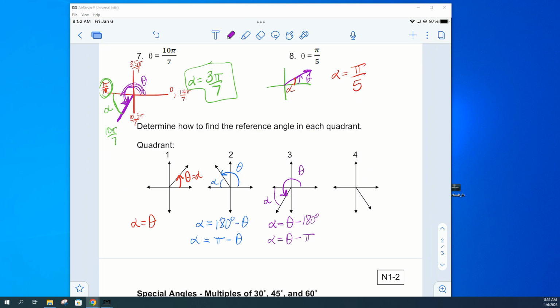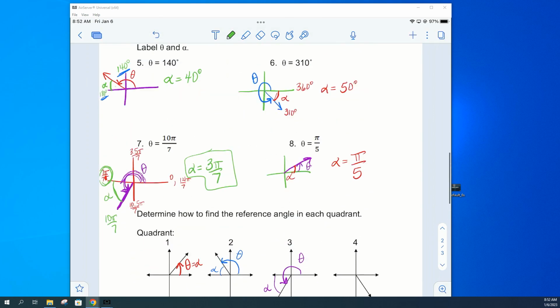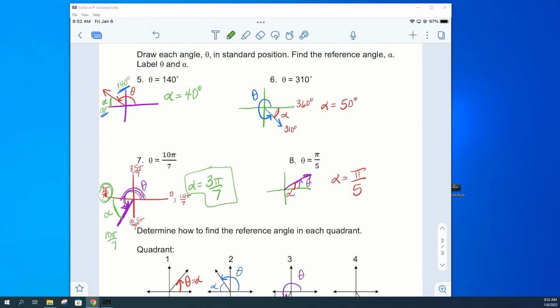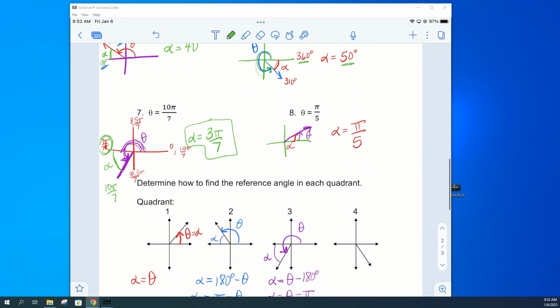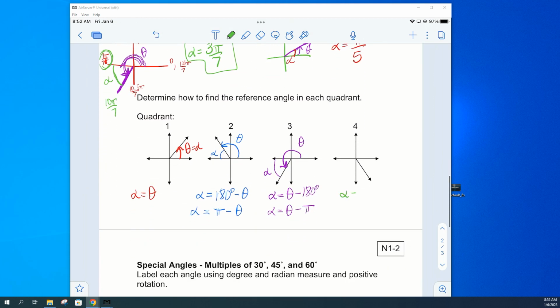And then finally, quadrant 4, we went all the way around to 310. How did we get the 50? We said all the way around was 360. We then subtracted the 310, and that gave us our answer. So again, here's our theta. Our alpha is here. So I have 360 minus theta, or 2 pi minus theta.